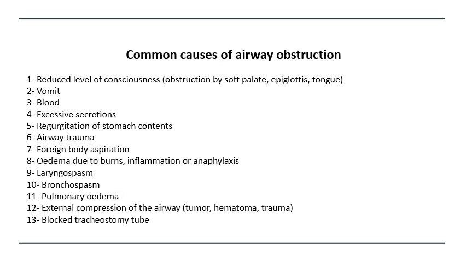Common causes of airway obstruction: reduced level of consciousness, obstruction by soft palate, epiglottis, and tongue, aspiration of vomitus, blood, and excessive secretions, regurgitation of gastric contents, airway trauma, foreign body aspiration, especially in the pediatric population, edema due to burn, inflammation, or anaphylaxis, laryngeal spasm, bronchospasm, pulmonary edema, external compression of the airway by tumor, hematoma, or trauma, and plugged tracheostomy tube by excessive and viscid secretions.